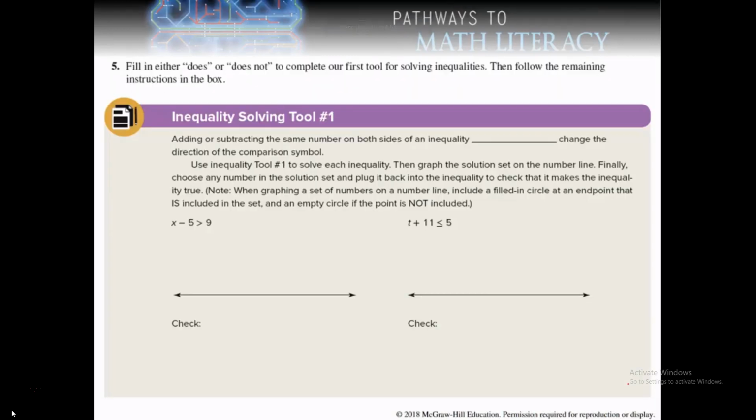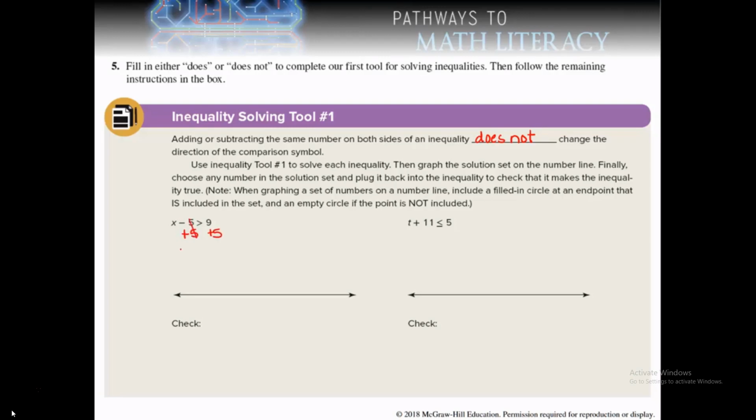In 5, we're summarizing what we've been learning in the last few problems about adding and subtracting numbers to both sides of an inequality. And what we decided was that that does not change the direction of the inequality symbol. So then we're going to solve two inequalities as examples. In the first one, x minus 5 greater than 9, we need to start by adding 5 to both sides.